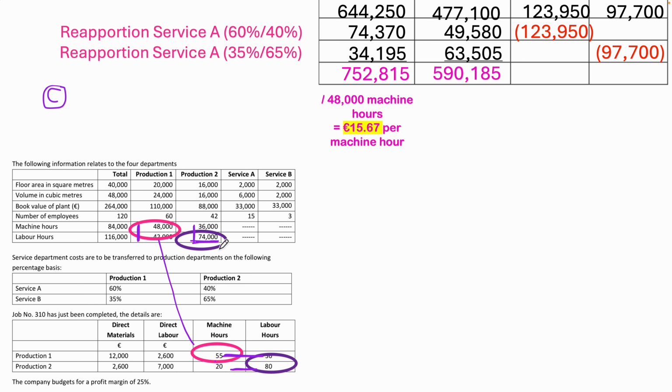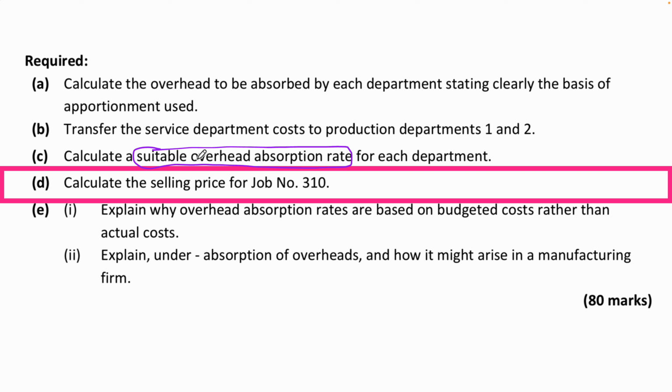We're after doing what they asked us. We're after calculating a suitable overhead absorption rate. So just a per hour basis. So we just have to find the most reasonable way to split it up. Which is the most dominant activity, and we found them. And then we use that to find a per hour basis.